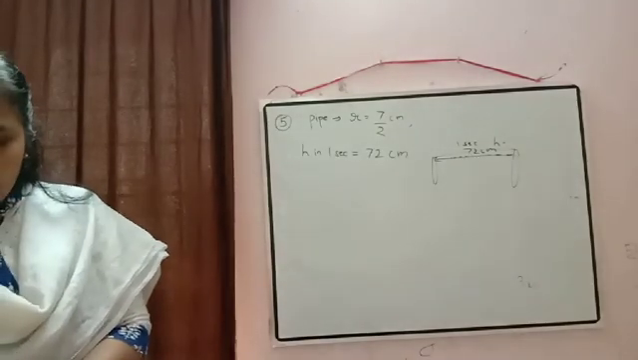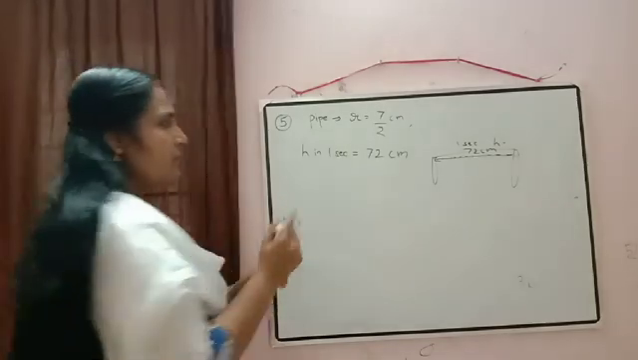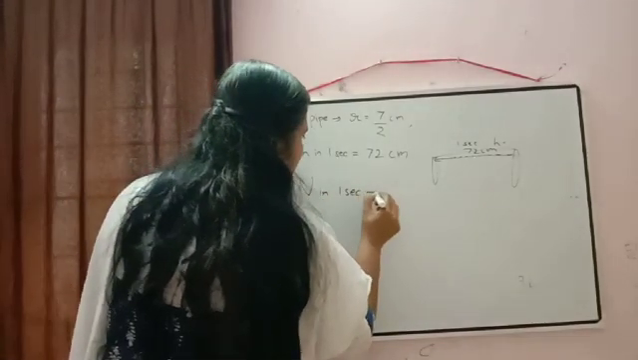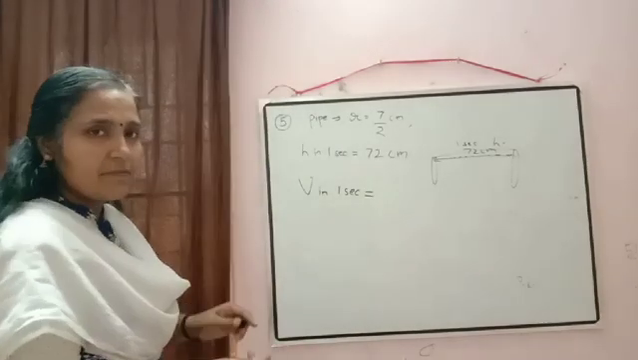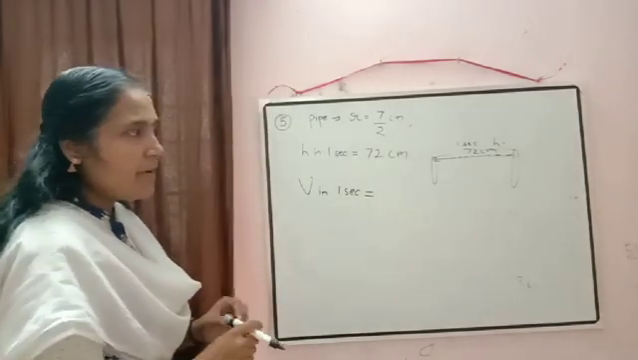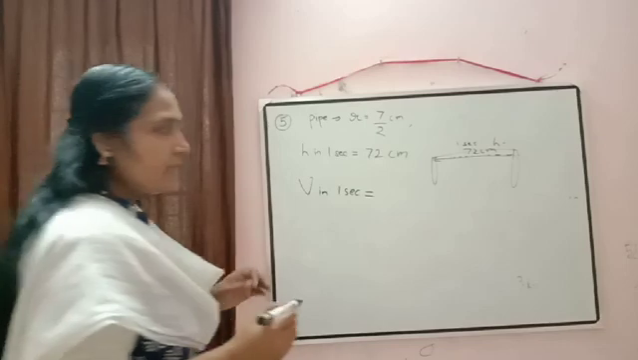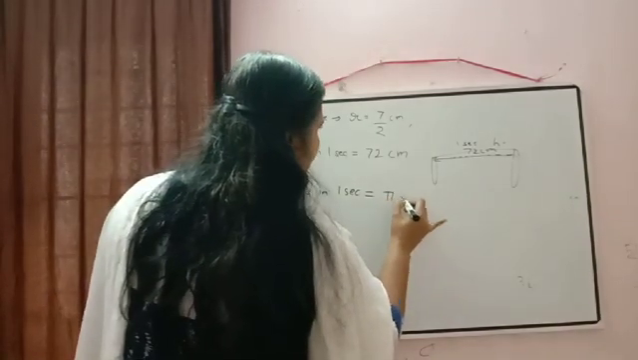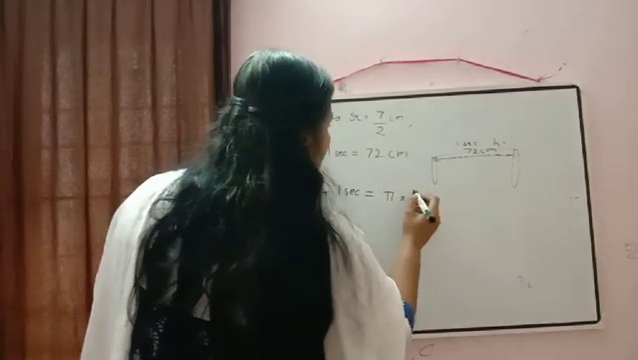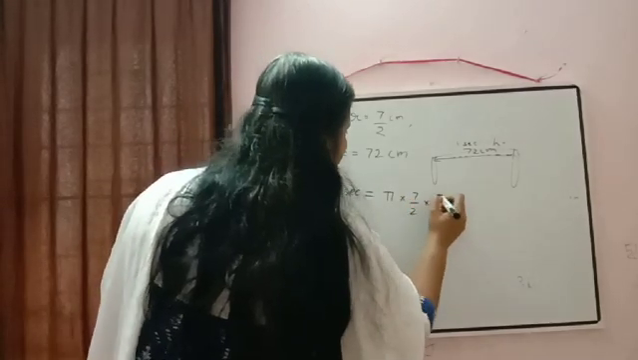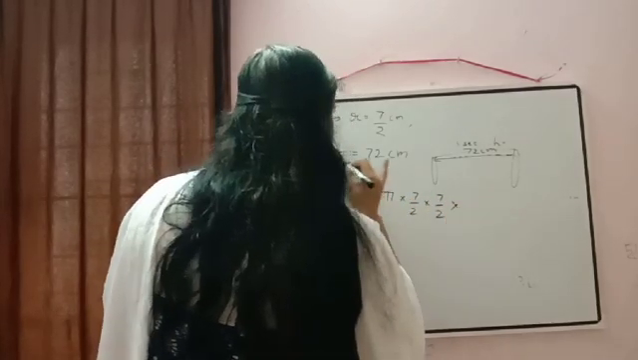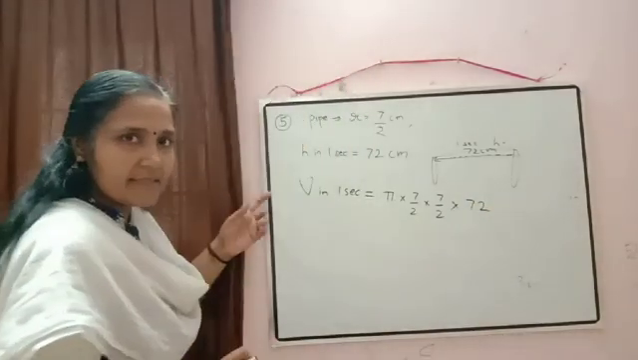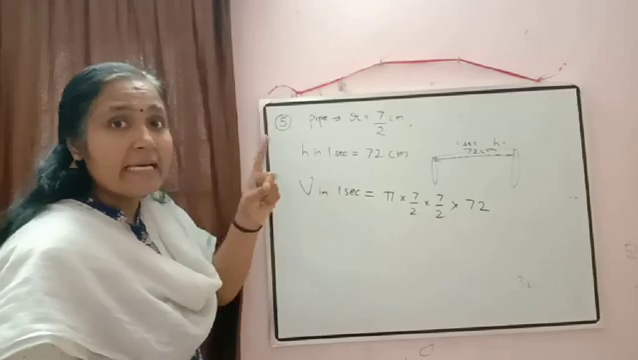1 second is equal to, it is flowing through the pipe and the shape of the pipe is in the shape of a cylinder. So formula will be equal to pi r square h. What is the radius given? 7. So 22 by 7 into 7 by 2 into 7 by 2 into height. So that is equal to 72. Correct. This is the volume in 1 second.